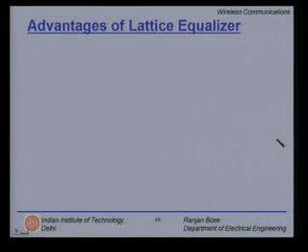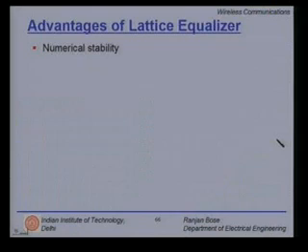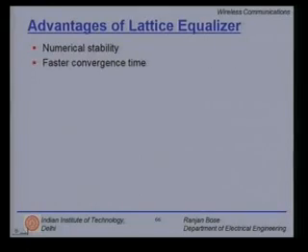So, why do we have to go through that complex structure? We are finally getting what we expect, but why do we have to go for that structure? The first thing is there is a lot of numerical stability. We saw the IIR filters tend to get unstable mathematically. Here the lattice equalizer has numerical stability, then it has a faster convergence time, very important.